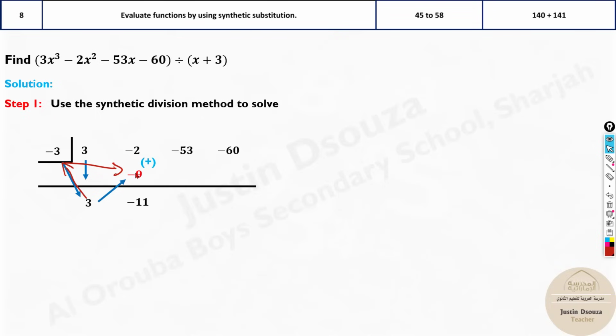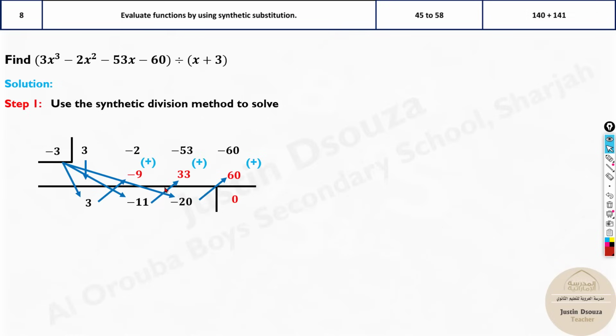This has been added. You write it down. And now this has been multiplied to this, and you write it up in the next term. 3 times minus 3 was minus 9. Added up, minus 11. Minus 11 times minus 3 is positive 33. Add them up, it'll be negative 20. Negative 20 times minus 3 will be what? It'll be positive 60. Add them up, it's 0. So this is synthetic division.